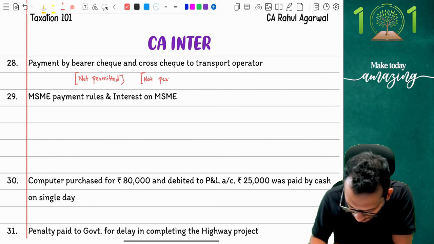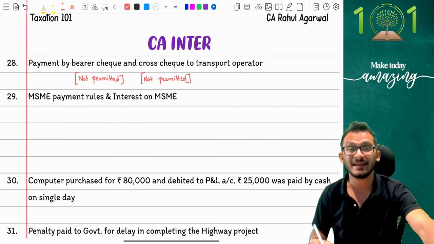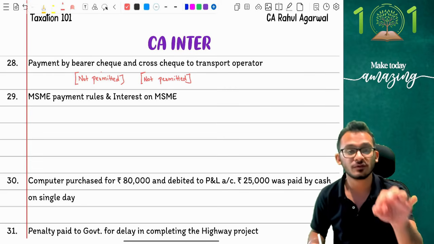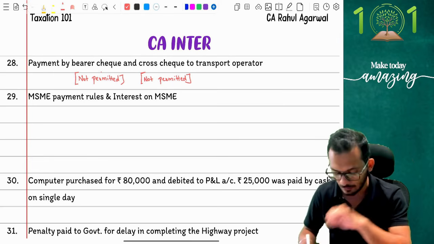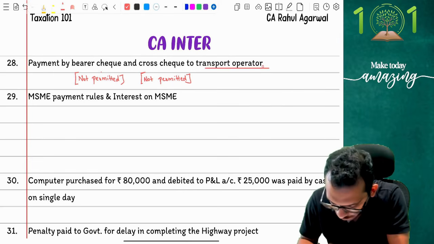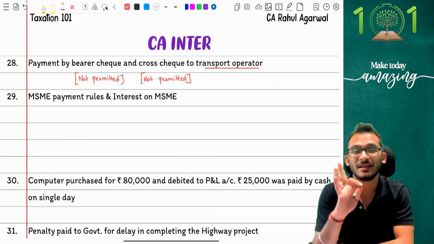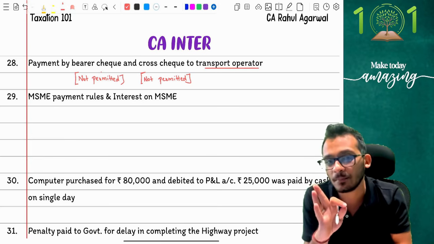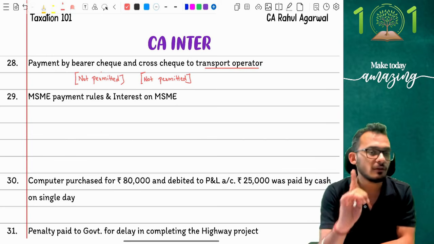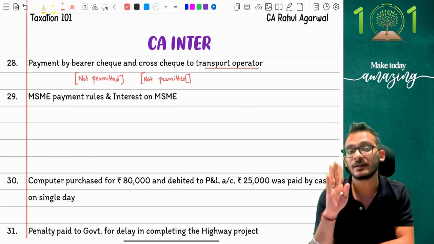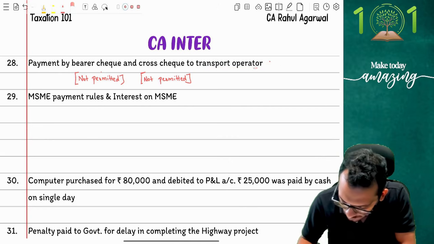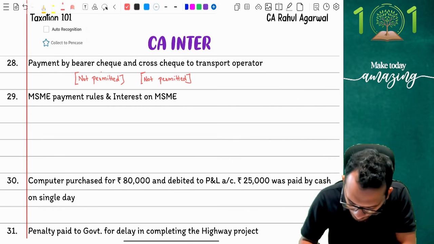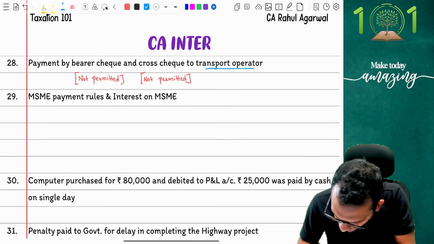When both the transactions are not permitted modes, normally what happens is you say if a payment is made exceeding 10,000 rupees by non-permitted modes, it should be disallowed. That is what the rules are. Agreed, not agreed? Yes, but here is the problem. Notice carefully, it says the payment is made to a transport operator. When the payment is made to a transport operator, income tax says you can make the payment up to 35,000. Normally the rule is 10,000 rupees, but for a transport operator it becomes 35,000, which means here the answer is going to be fairly simple. I'm going to say, boss, you have made a payment by non-permitted modes. I will ask a very simple question.